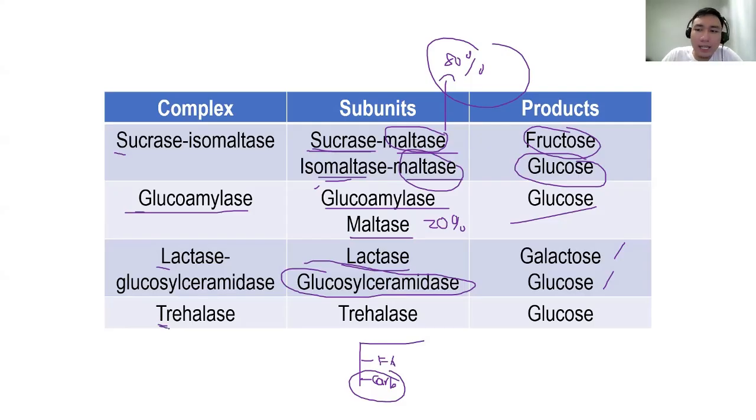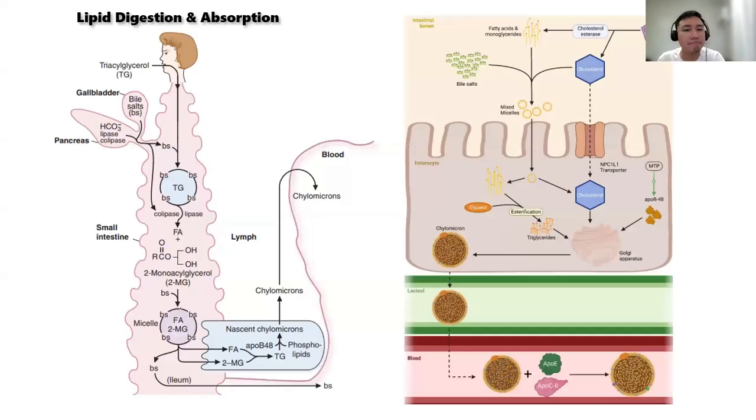And then trehalase, which is quite unique here. So ang binibreakdown niya is trehalose, which we find in mushrooms. Trehalose is glucose din naman siya, puro glucose units lang siya. Pero ang connection niya, instead of alpha-1,4, it's glucose in alpha-1,1. So yan lang yung unique sa kanya, alpha-1,1 connection yung dalawang glucose sa trehalose. So again, SGLT ha, SGLT, sucrase isomaltase complex, glucoamylase complex, lactase, glucosylceramidase, and trehalase.